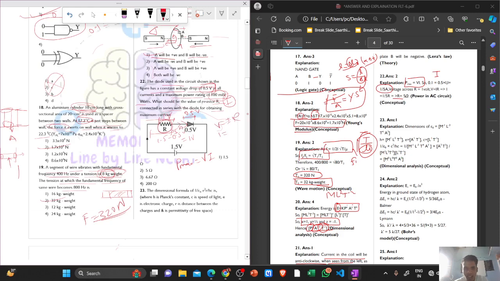So R you can easily calculate from V equals IR. So 1 equals I times R, with I equal to 5. So R you can simply calculate; for the maximum current, it is greater than 5 ohm. So option second will be correct. This question combines Kirchhoff's law concepts, Ohm's law, and the diode concept. Now, moving to the next question.